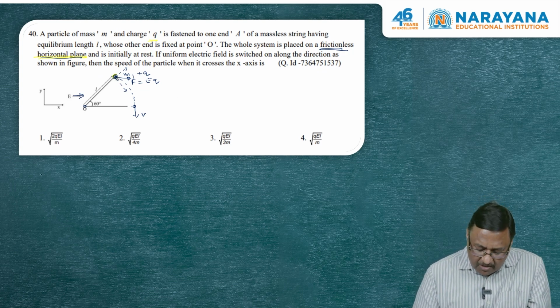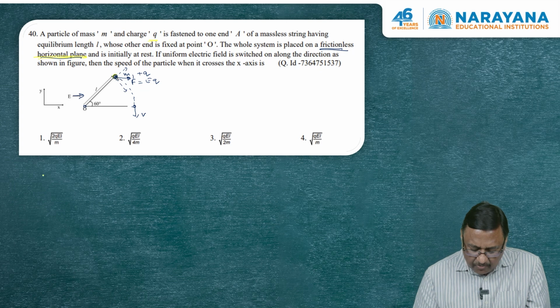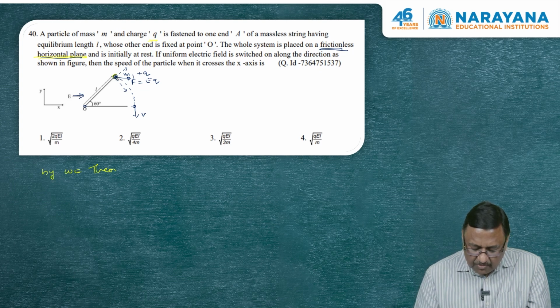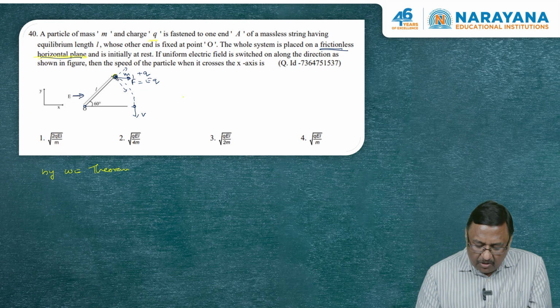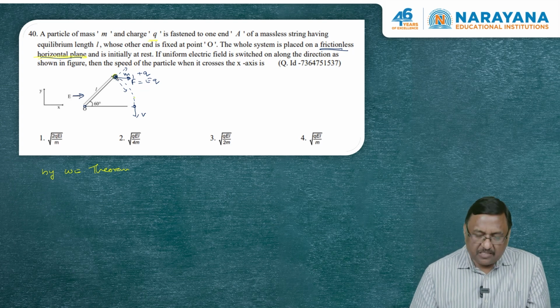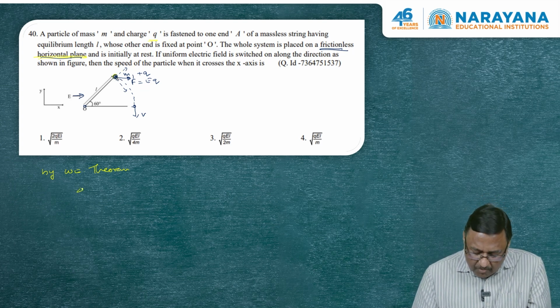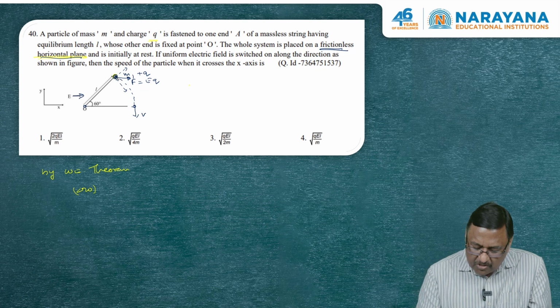If I write by work energy theorem, it is again easy for you to follow. You know work energy theorem is saying what? Work done by all the forces acting on the body is equal to change in its kinetic energy. What forces are acting on the body? I can write delta W, there is no gravity.